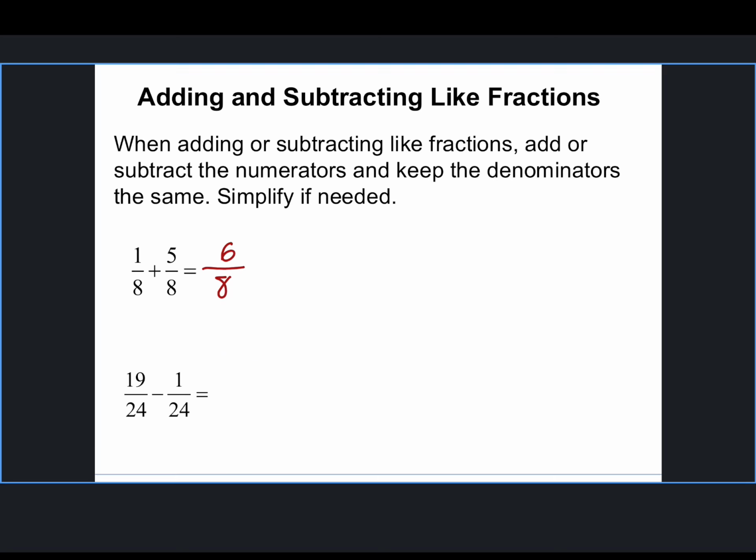18 out of 24. Now, in both of these cases, am I done? No, because both of these fractions will reduce. So let's start with the first one. What do 6 and 8 have in common? They have a 2 in common.